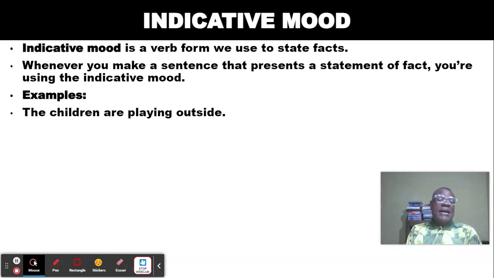The children are playing outside. Most of the things we say when we interact. Messi plays for Barcelona.